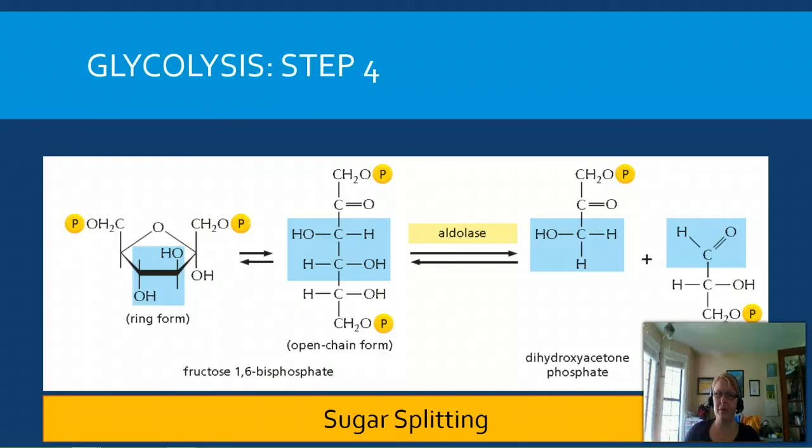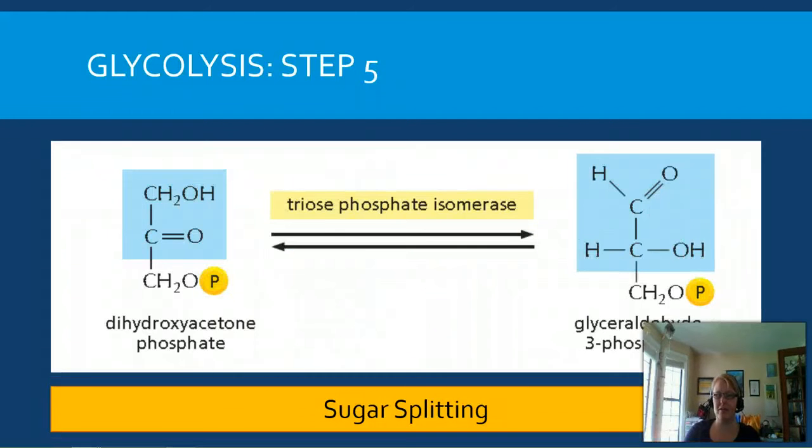Now the G3P can go ahead and proceed on to step 6, but the other molecule has to be rearranged, and that's what we see here in step 5. In step 5, triose phosphate isomerase will rearrange the molecule to transform this into G3P. Remember, G3P has to be the format of the sugar in order to continue through this process of glycolysis. Anything else will have to be transformed into it first.